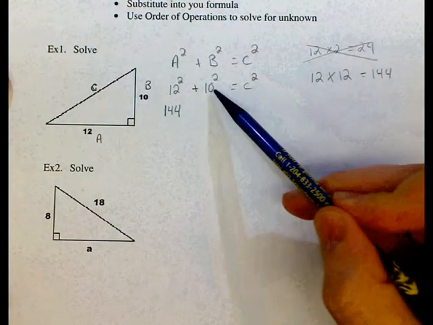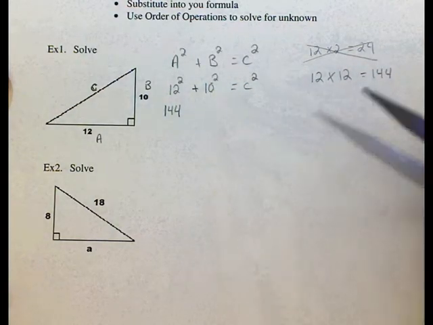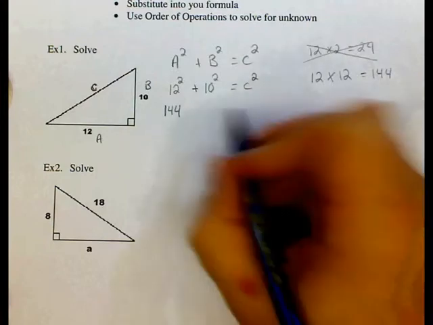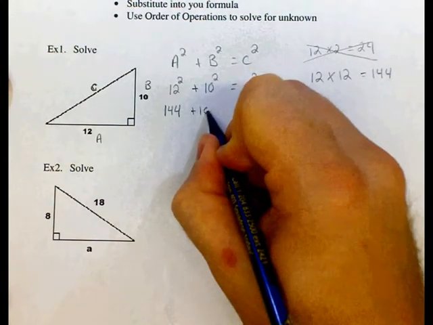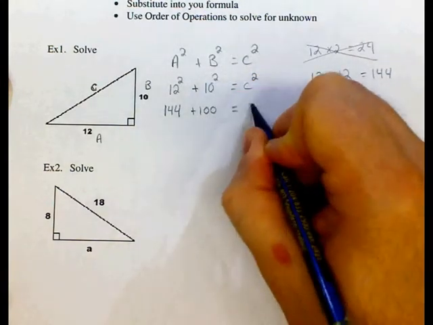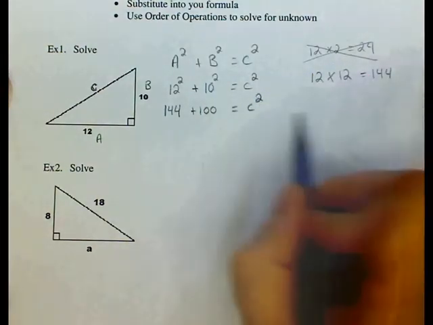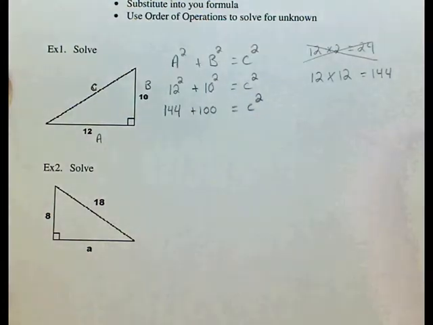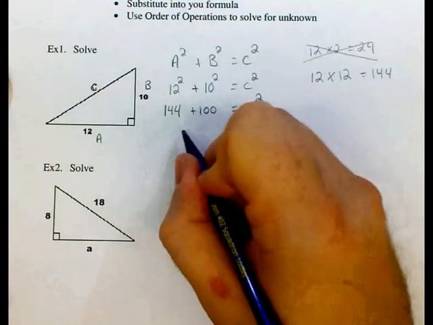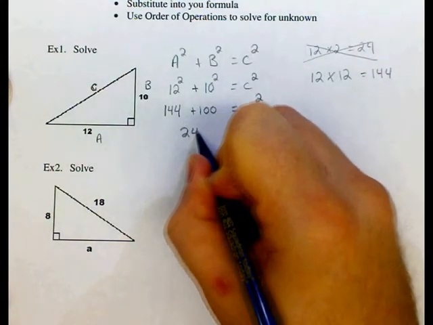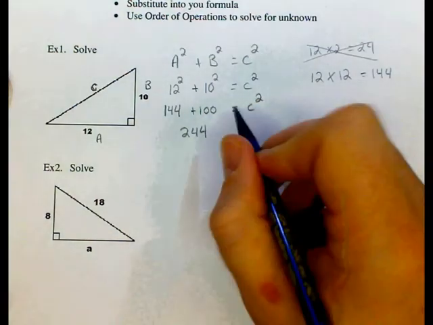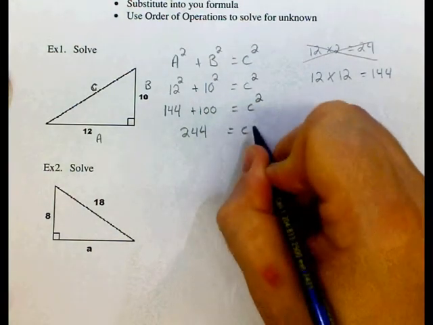And then we have positive 10 squared. So 10 times 10 is 100. Positive 100 equals C squared. Order of operations tells me to combine these. 144 plus 100 is 244. So 244 equals C squared.